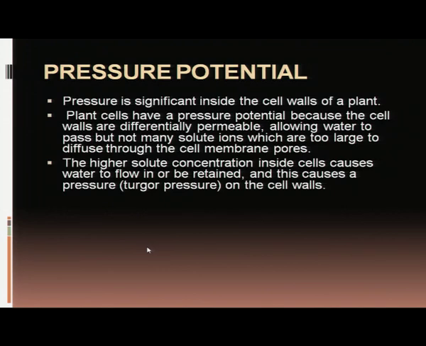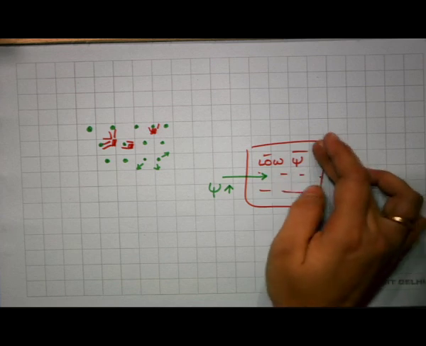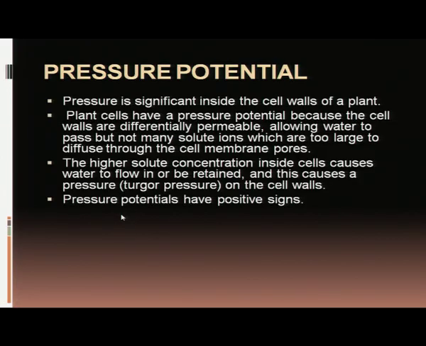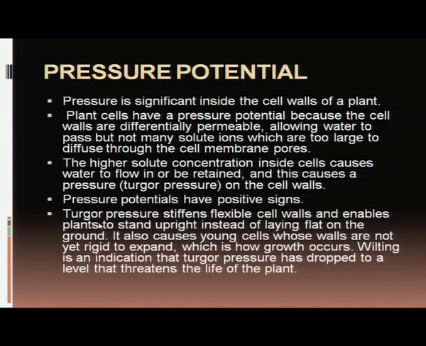Let us come back to this same example. What is happening? The water is moving in. Now, the cell is becoming turgid. It is exerting pressure on the walls. This pressure is known as turgor pressure. Pressure potentials always have positive signs. So, solute potentials were negative, but pressure potentials are positive. And turgor pressure is very important because it stiffens the flexible cell walls and enables plants to stand upright instead of lying flat on the ground. It also causes young cells whose walls are not yet rigid to expand, which is how growth occurs.